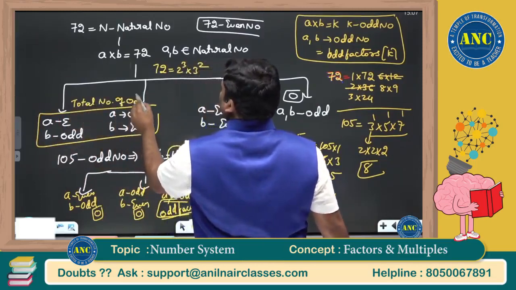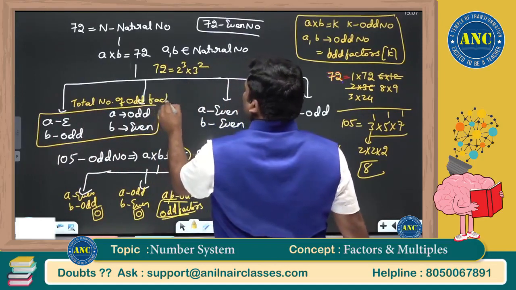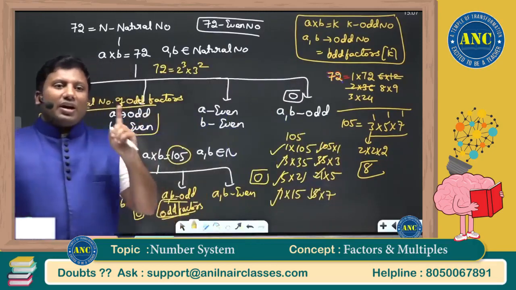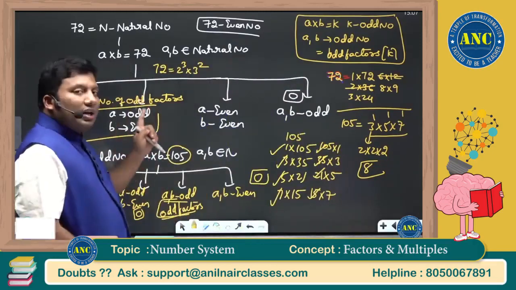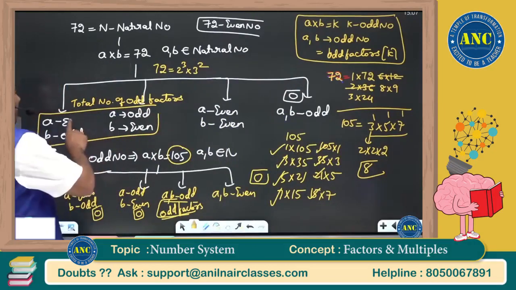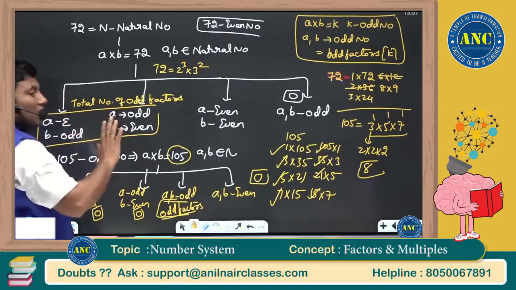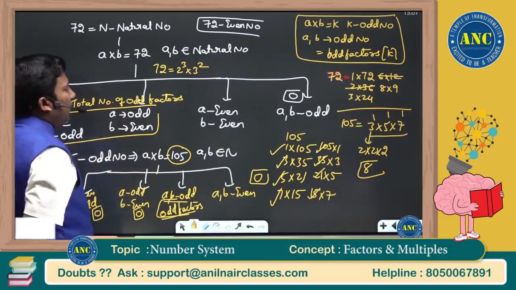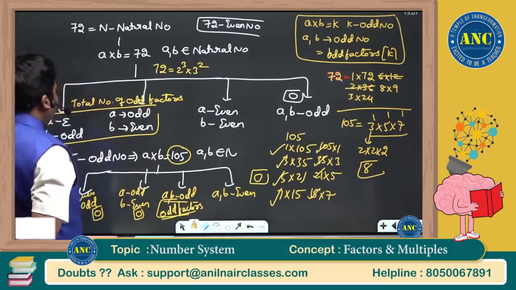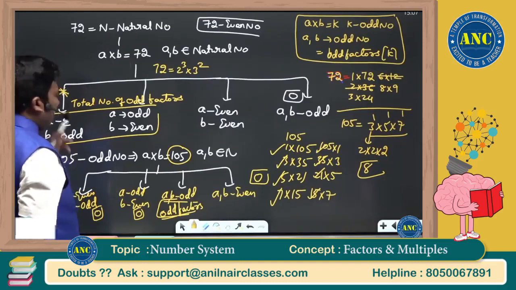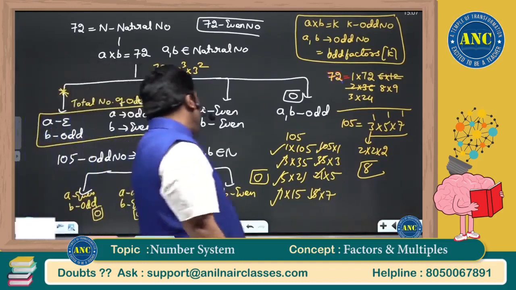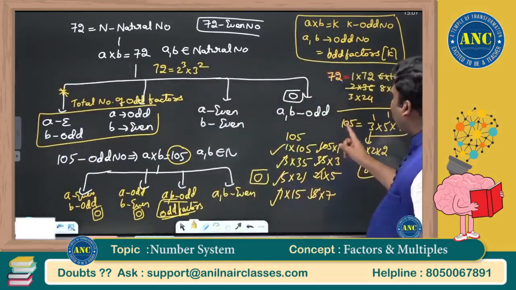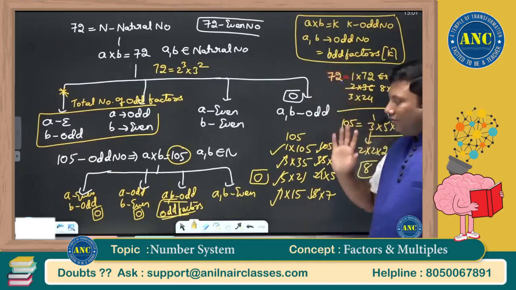Now we are just one step away from a conclusion. If the right hand side is an even number, in how many ways can you write a number as even into odd, where one is odd, one is even? It is equivalent to the total number of odd factors. For me, this is important. Now, here also I got the total number of odd factors.